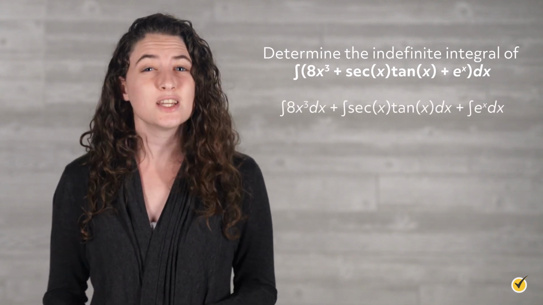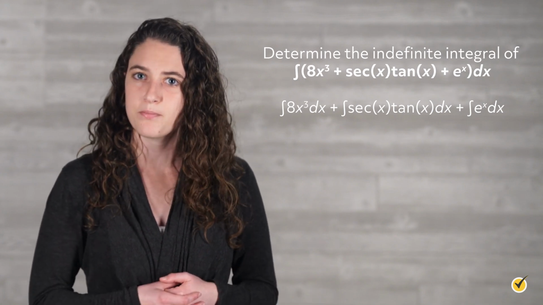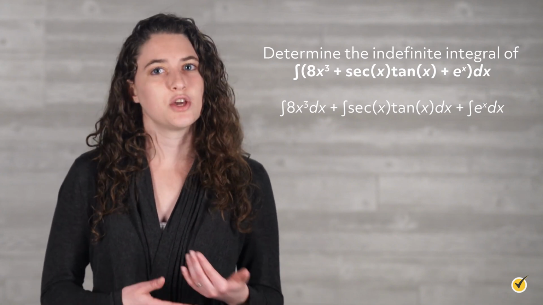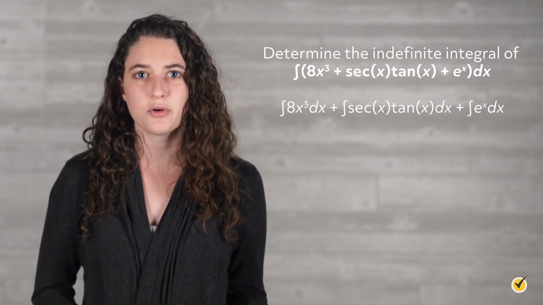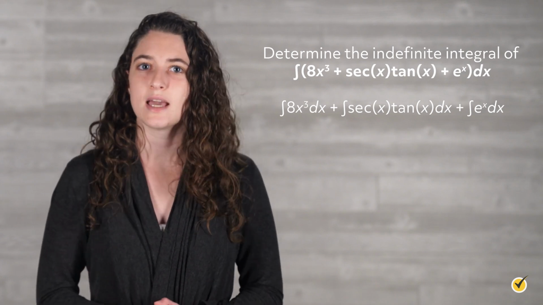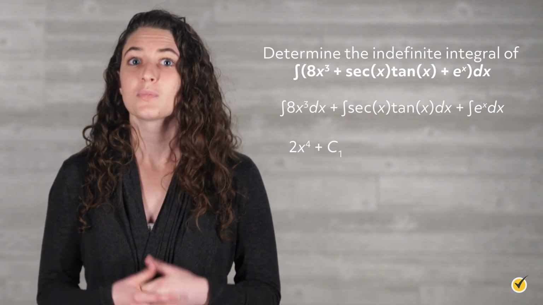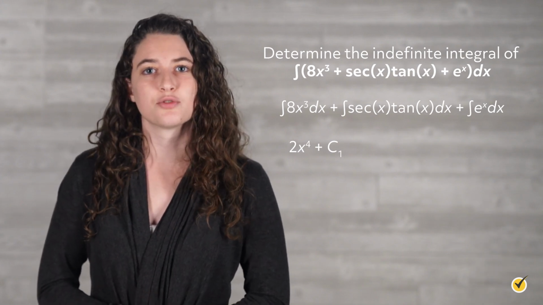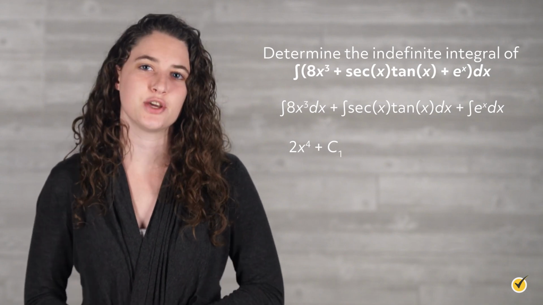Even though this line is a little longer than the first, we can more easily see how to handle each part now. First, 8x cubed can be integrated by reversing the power rule. Let's add 1 to the exponent to get 8x to the fourth, then divide by the value of this new power to get 8x to the fourth over 4, which is equal to 2x to the fourth. We can always double check this by taking the derivative again. The derivative of 2x to the fourth is indeed 8x cubed.